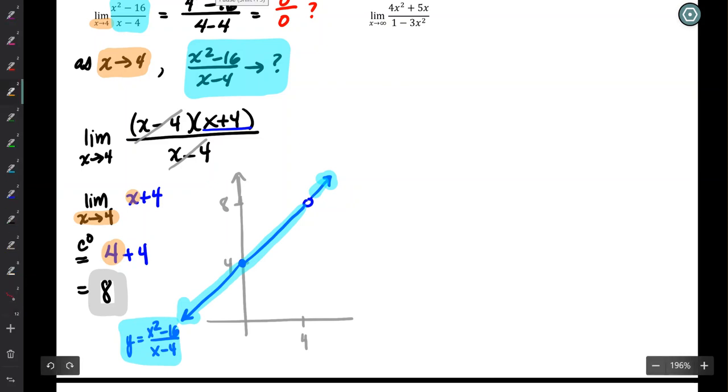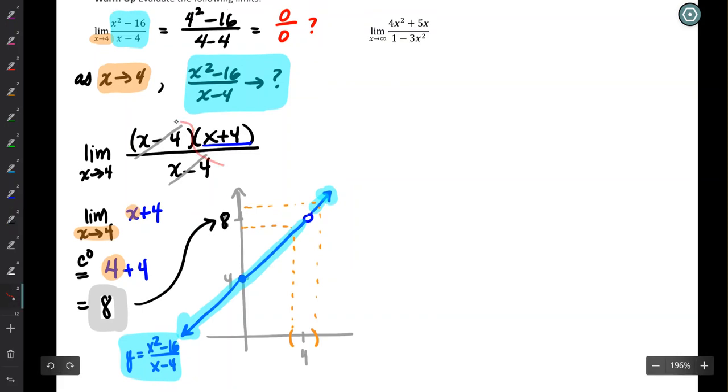X values near 4 are mapping to y values near 8, which is why 8 is our limit, right? So algebraically, what we're doing is we're factoring, we're acknowledging that hole. I don't care about the hole to evaluate the limit, so I remove the hole. In other words, I plug in this function, I fill in that hole, and then I can evaluate this limit through direct substitution, right? Now let's investigate this one over here.